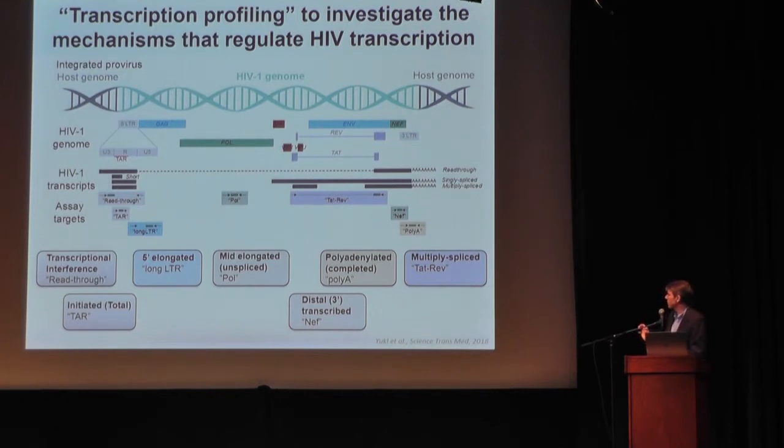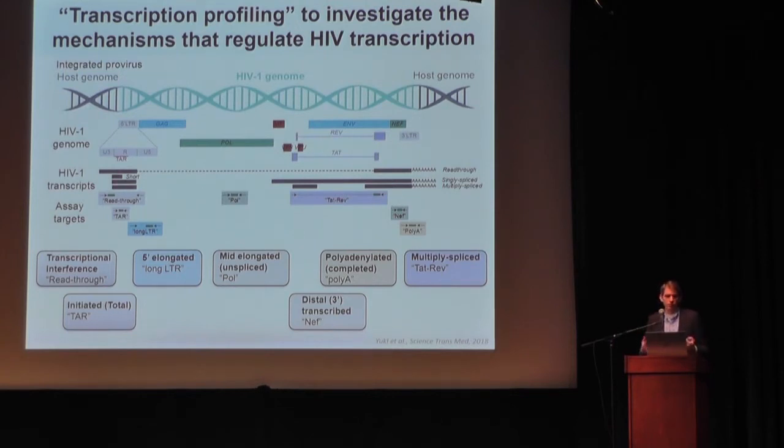We developed another assay for multiply spliced TAT-REV transcripts. And then later on, we realized that we needed additional transcripts, and so we developed assays for the Pol region, which is sort of in the middle of the virus and present only in unspliced transcripts, and another assay for the Nef region, which is present at the very 3' end and should be in all transcripts.